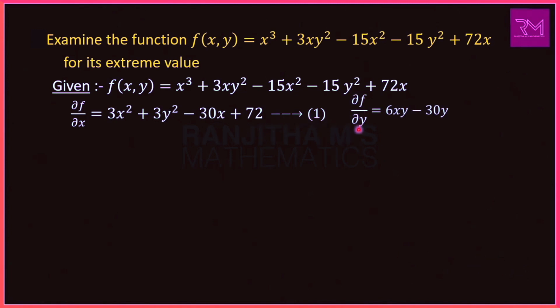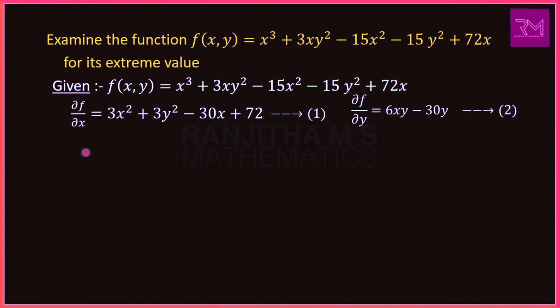Similarly, del f by del y is, we have to treat the x term as constant. Here this value becomes 0, plus 3x is constant, take as it is, into differentiation of y square is 2y. Hence we get 6xy. Here this value becomes 0, minus 15 into y square is 2y, hence we get 30y. Here this value becomes 0. Call this equation number 2.